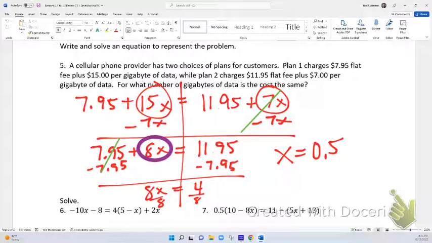And it says for what number of gigabytes of data is the cost the same? So x equals 0.5 gigabytes. So when you have used half a gigabyte, that's when the cost is the same for both cell phone companies.